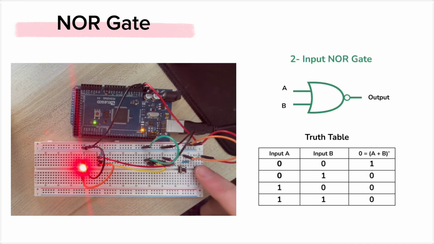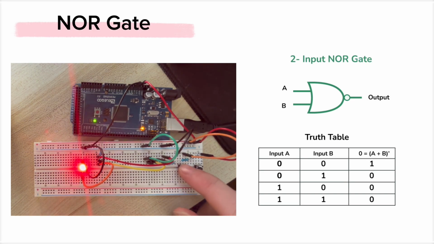The NOR gate outputs a high signal only when both inputs are low, meaning no buttons are pressed. It uses transistors in a parallel arrangement to prevent current flow unless both inputs are inactive.